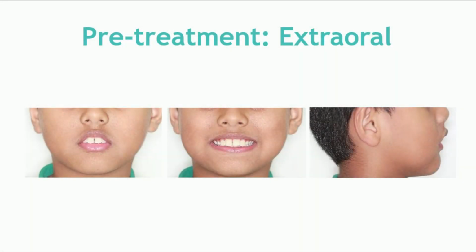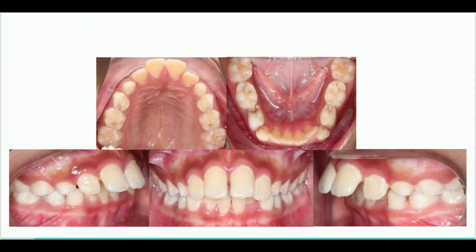This is a mixed dentition case of a 10-year-old boy. He complains that he is being teased by his friend because of his protruding mouth. So Tristar T-Plus material was used in this case, a classic Class 2 Div 1 with a large 12 mm overjet.